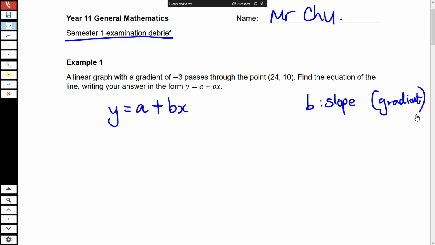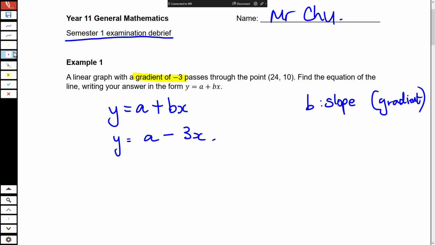So what information do we already have here? Yes, gradients here, -3. So now I can write y equals a minus 3x. The key insight here is that b equals -3. Okay, what next? Substitute the points that we already have.